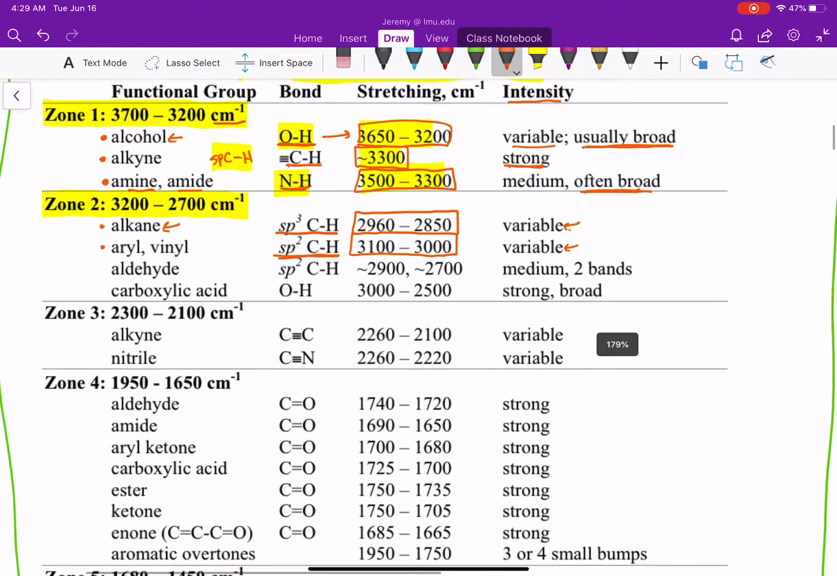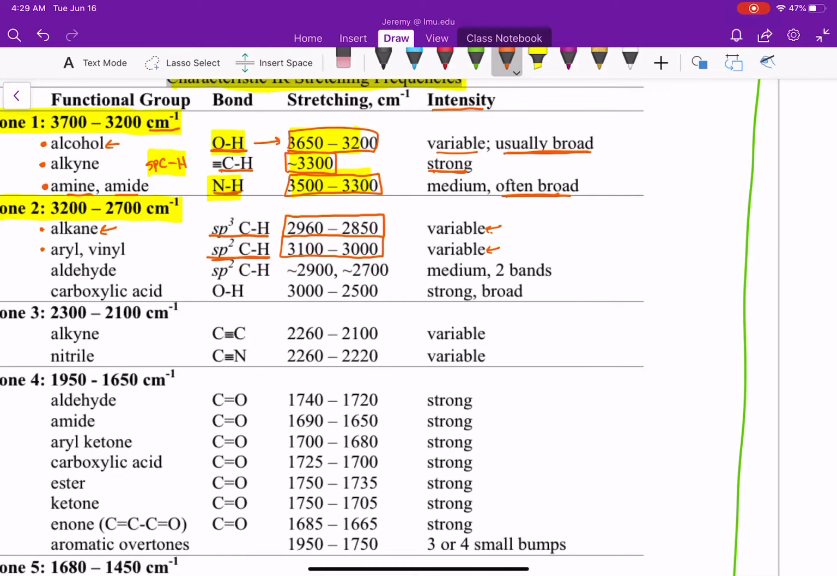To help distinguish these, I like to look at what I call the 3,000 line. Anytime I'm looking at a spectrum, I'll look at the mark for 3,000 and draw a line straight up. If I see peaks to the left of this line, from 3,100 to 3,000, these are going to be my sp2 C-H's. And if I see peaks to the right of the line, from 3,000 to 2,850, these are going to be my sp3 C-H's.